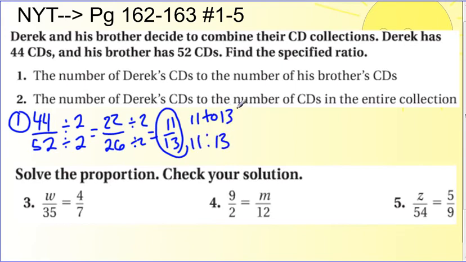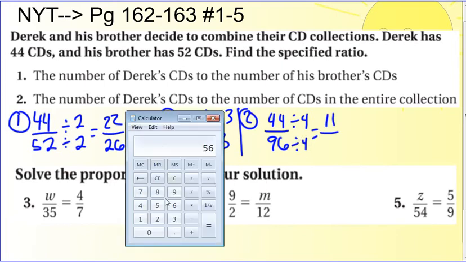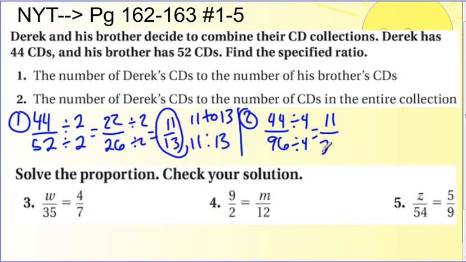There you go. Number 2, the number of Derek's CDs to the entire collection. So we need Derek to total. The total CDs is 96. That can be simplified, I guarantee, both top and bottom can be divided by 4. That gives us 11 over, 96 divided by 4, 25, 24 is my guess. 96 divided by 4 is 24. And that cannot be simplified anymore because 11 is a prime number. So there's a fraction. There's with the "to". There's with the colon.